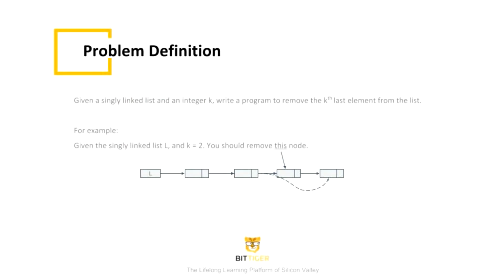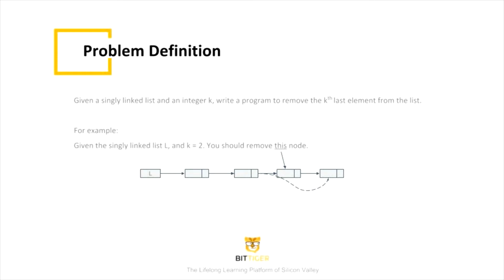Let's begin with the problem definition. We are given a singly linked list and an integer, k. The aim is to write a program to remove the kth last element from the list. Pay attention here. We should remove the kth last element. This means the kth element from the end, not from the beginning.